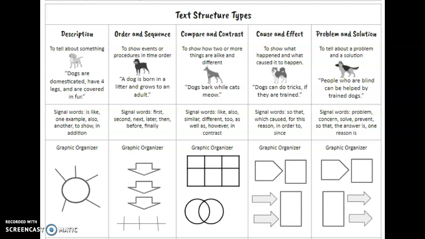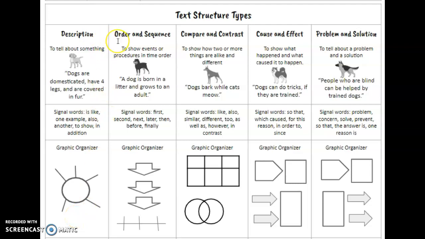And we have description, to tell about something. So dogs are domesticated. They have 4 legs and are covered with fur. One of the important things I want you to look at are signal words for description. Signal words are like, for one example, also, another, and to show in addition. So as you're reading the text and trying to figure out what the text structure is, these words would be a clue. And here would be a good graphic organizer for description, just a nice idea web. So if you want to sketch a quick idea web for that.